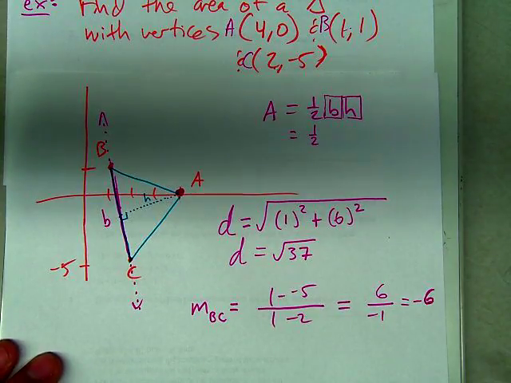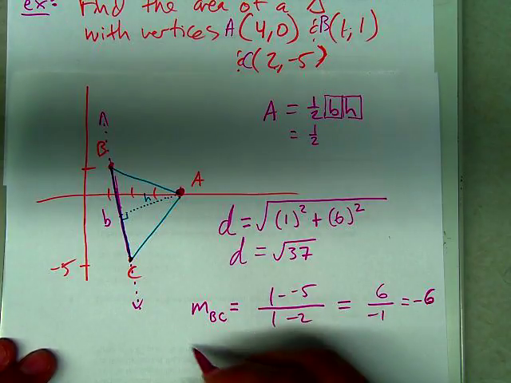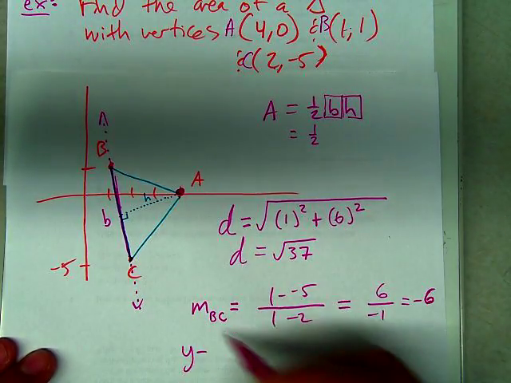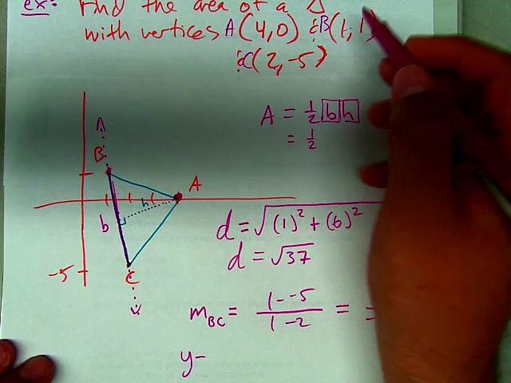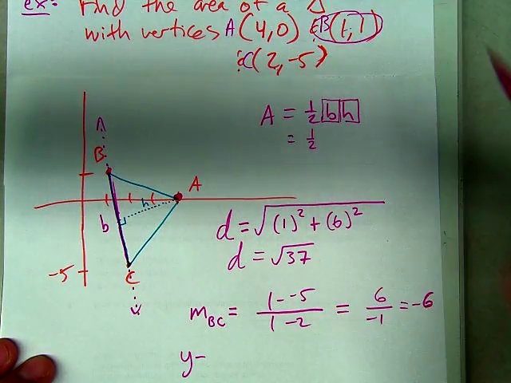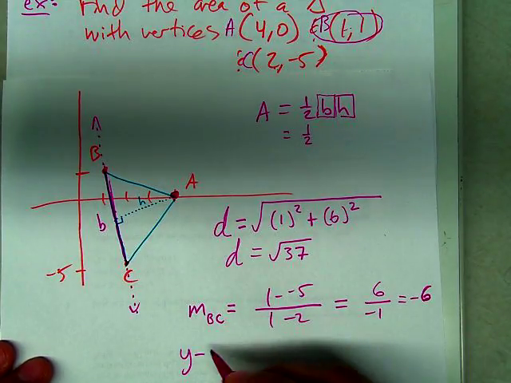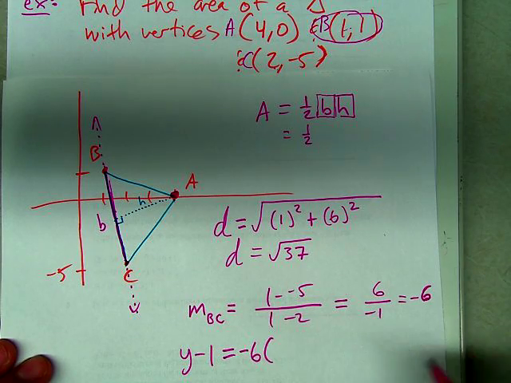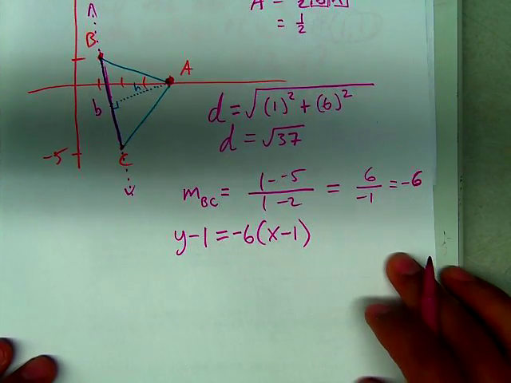What else can I do now? Point slope, very good. So, y minus the y, do you want to use B or do you want to use C here? I like B because they're both ones and there's smaller numbers. Fine. All right. So y minus 1 is going to equal negative 6 times x minus 1. That's putting it into point slope form.